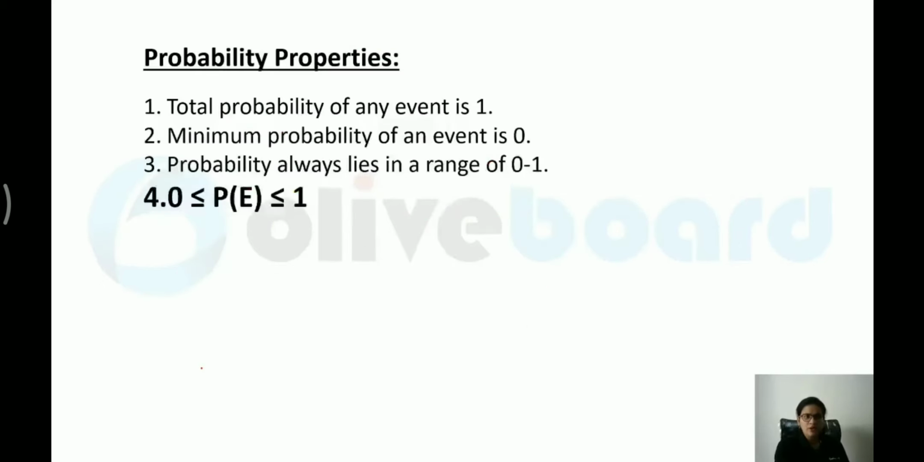Now using this, there are a few properties which you should know. The first property of probability is that whatever the total event is, the probability is always 1.